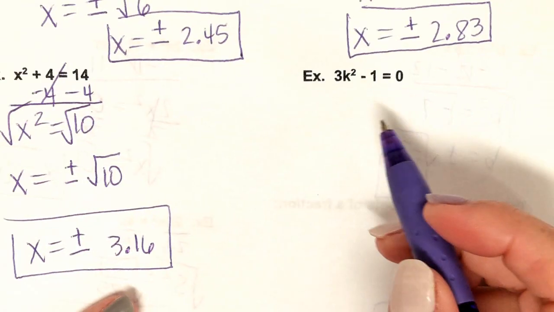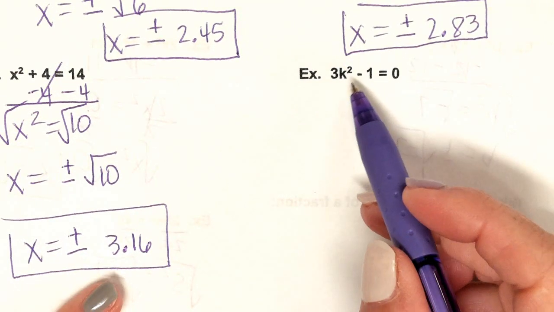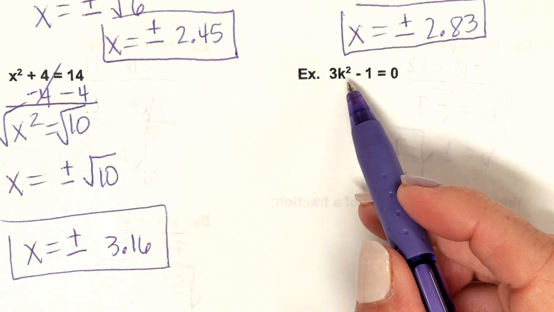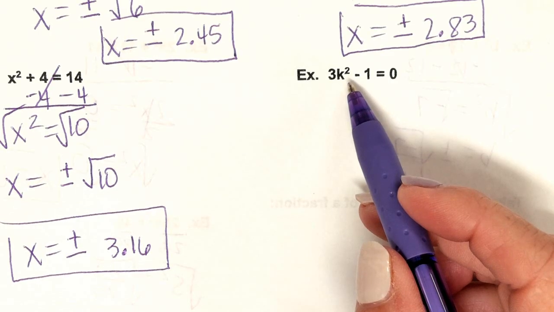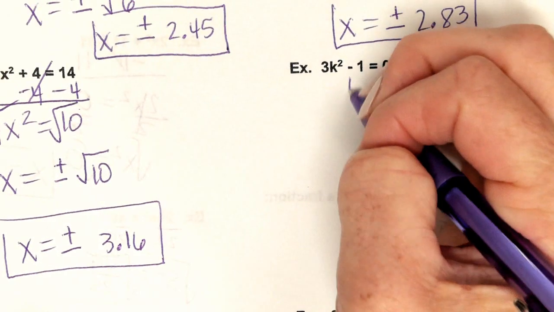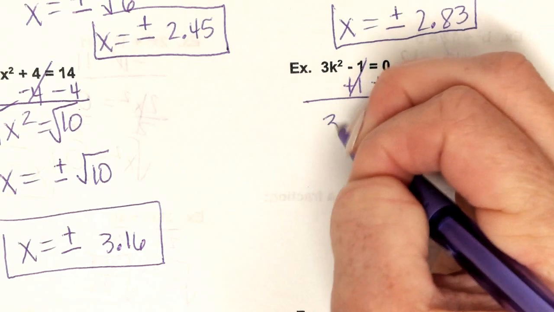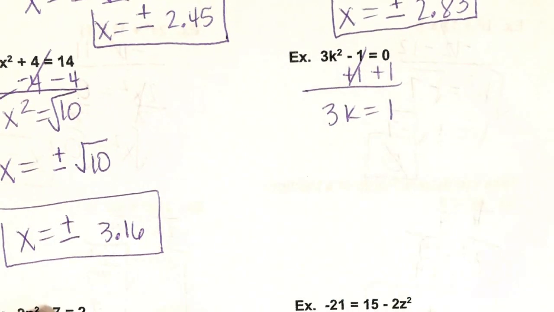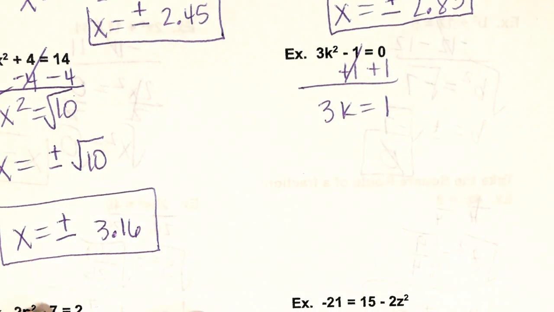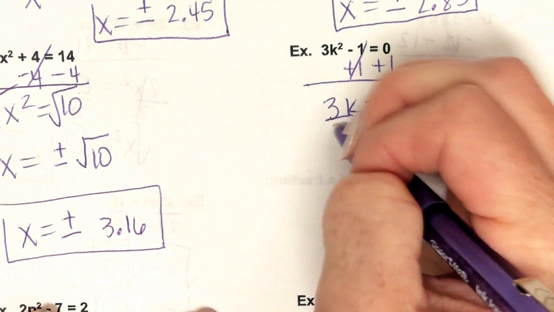All right, next one. How would I isolate the k? What do I have to do first? Add 1 to both sides. So I'm left with 3k squared equals 1. Then I would divide both sides by 3.